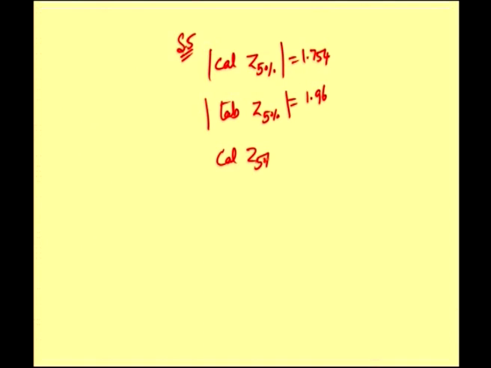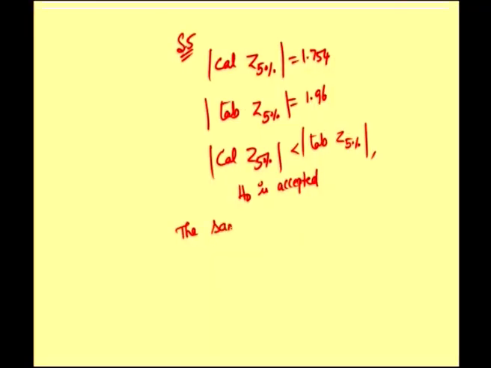Therefore, 1.754 is lesser than 1.96. So, calculated Z is less than tabulated Z. Therefore, H naught is accepted. H naught is accepted, which means the samples have been taken from, what is the statement of H naught? That should be written as conclusion here.